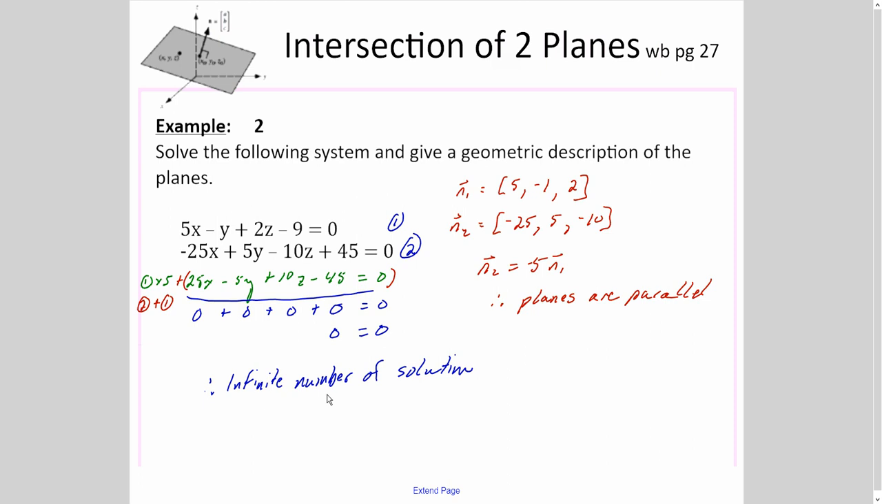And the planes are parallel and they're consistent. In other words, they lie on top of one another. So therefore, they are the same plane.